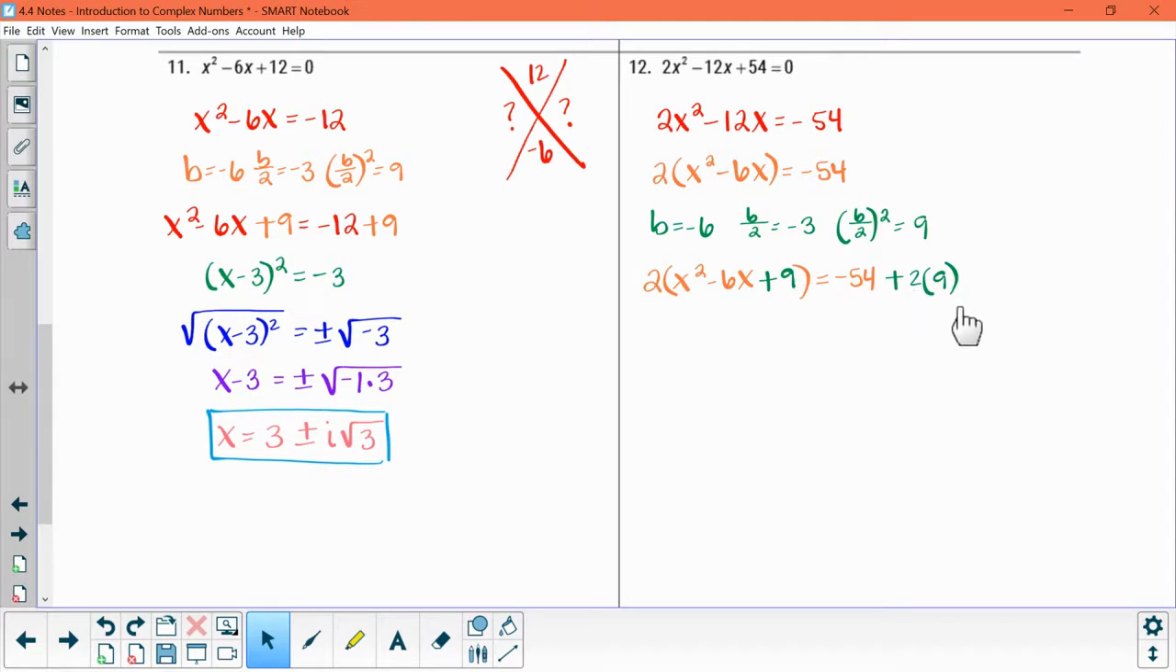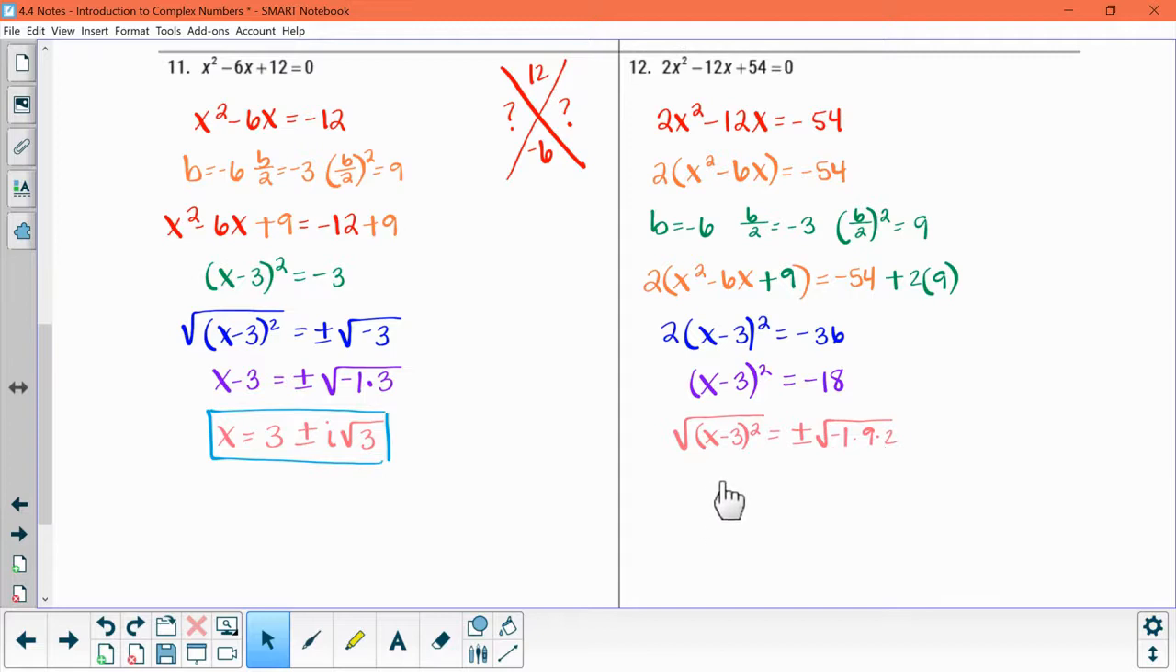And remember, once I have done my completing the square, it's going to factor to be 2 times (x minus 3) squared is equal to -36. So now I'm going to divide both sides by 2. So I'm going to get (x minus 3) squared is equal to negative 18. And I'm going to take the square root of both sides of the equation. Remember to have plus or minus on the number side. And I'm going to go ahead and rewrite negative 18 as negative 1 times 9 times 2.